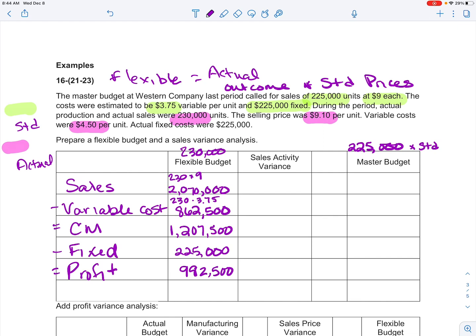Then I'm going to build that master budget out. But remember, this is based on 225, but at those standard prices. Same thing with the variable cost. $750. Subtract those to get to my contribution margin. Bring in those fixed costs to get down to my profit.